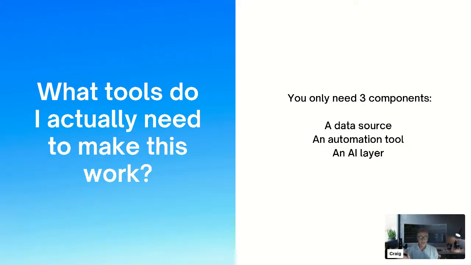You start simple with only 3 components: a data source, such as Google Analytics, a spreadsheet, or your CRM. An automation tool, that could be Zapier, Make, N8N, that will trigger checks and actions for you. And an AI layer, such as ChatGPT or a custom GPT, Claude, Gemini, something that will analyze the data and decide if something looks off or looks like a problem.